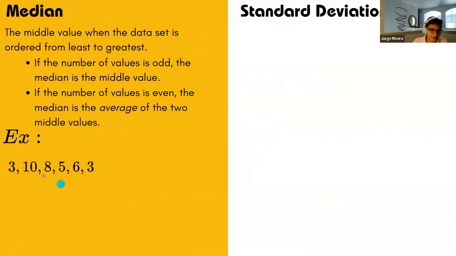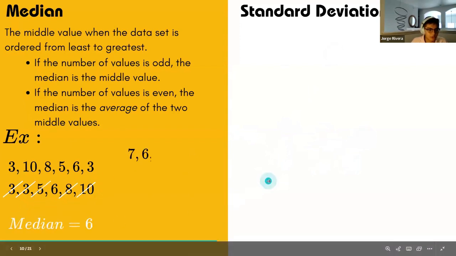For example, we have this data set: 3, 10, 8, 5, 6, 3. This can literally be anything. If you want to find out the median, we're just going to order these from least to greatest. We want to see what is the middle value. So we're going to cross off one from this side and one from the other side, and this is just a strategy. We keep crossing off from each side until we are left with the middle value. And so that means that the median is equal to 6.